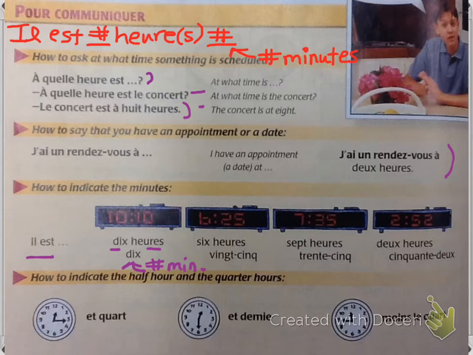Now we also see here how to say the half and quarter hours. So a quart is quarter after. Right? So that would be like 15. A demi is half after. So that would be like 30. And moins le quart is quarter to. So it would be like 45.